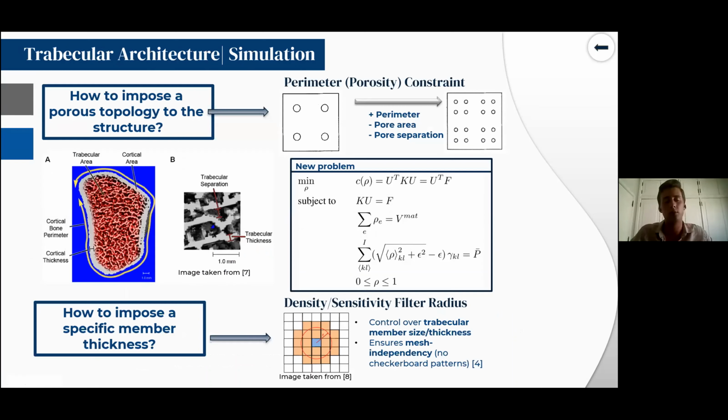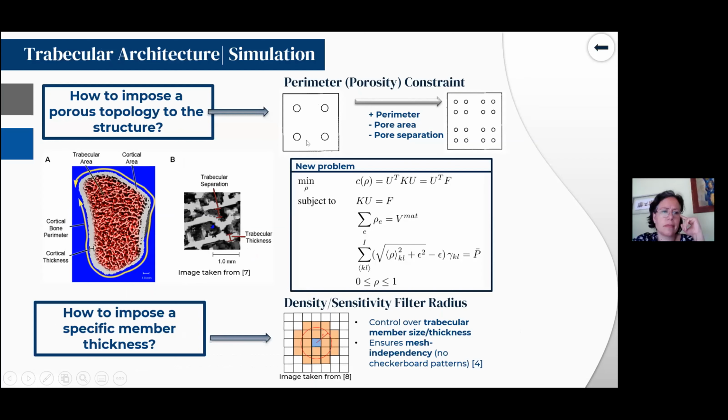But we know how to optimize a structure for our scaffold, but we need our scaffold to be very porous and to have interconnected lattice-like structures, as we can see in these types of pictures. How can we accomplish this?